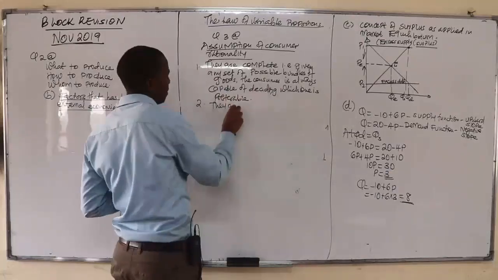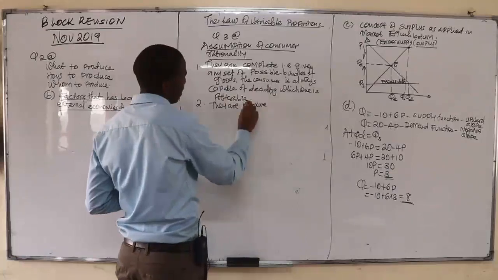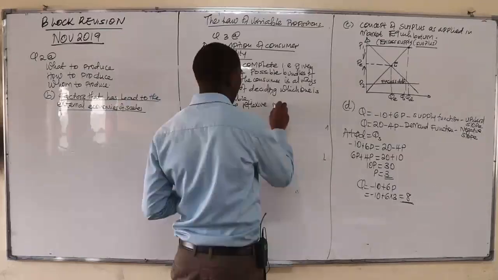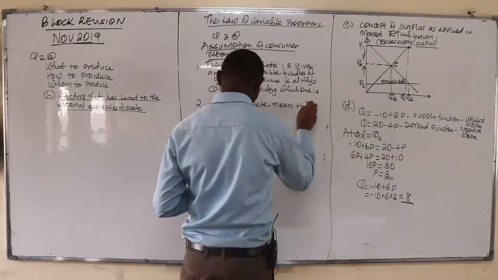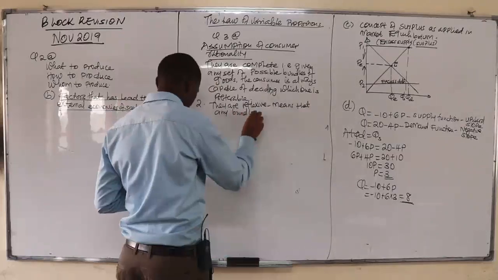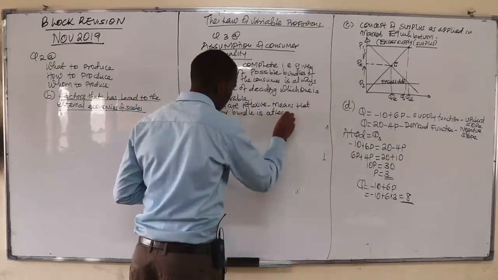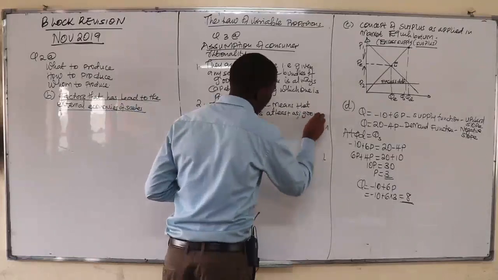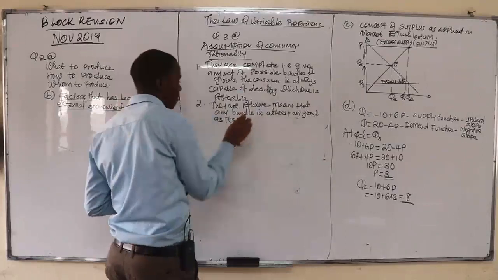Number two, they are reflexive. This means that any bundle is at least as good as itself. It is as good as itself.